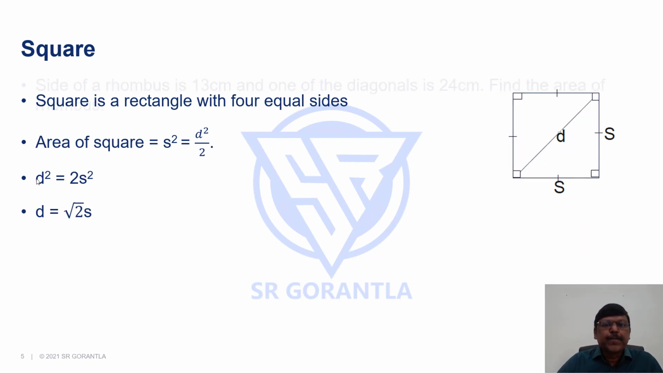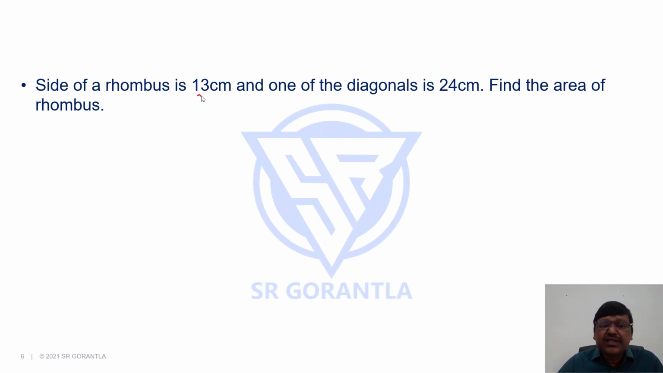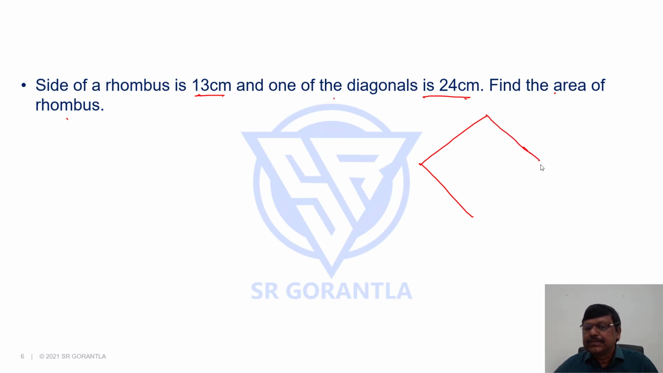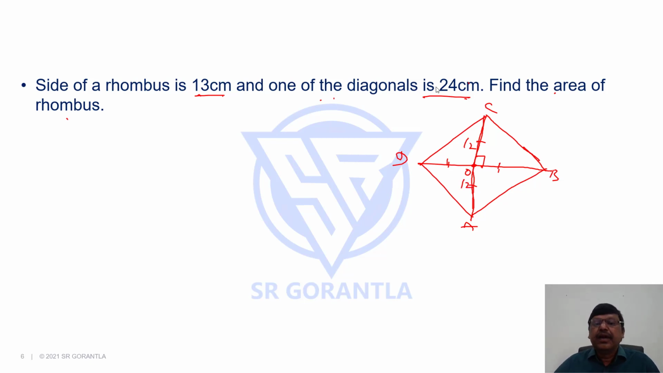Right? Okay. The side of a rhombus is 13 centimeters and one of the diagonals is 24 centimeters. Find the area of the rhombus. Let's draw the diagram. As I said, invariably we'll be using the point that the diagonals bisect each other at right angles. Say they meet at a point O. These two are equal, these two are equal. We know one of the diagonals is 24, which means if this diagonal is 24, this is 12 and this is 12. And the side of the rhombus is 13.